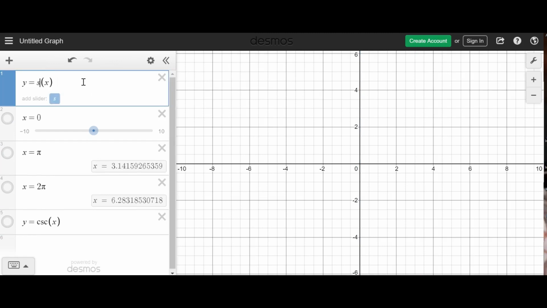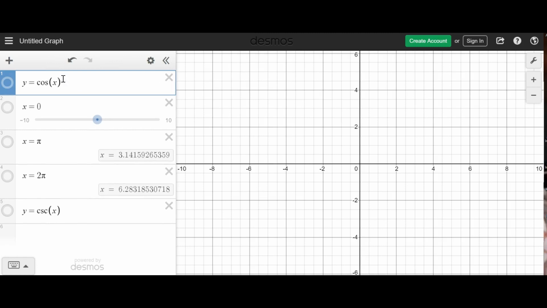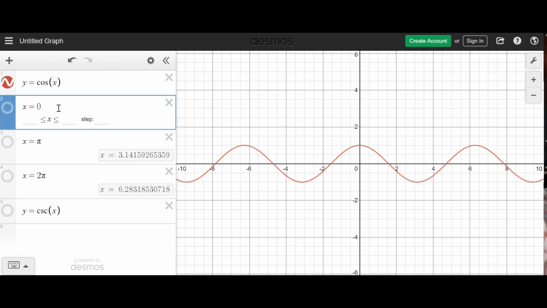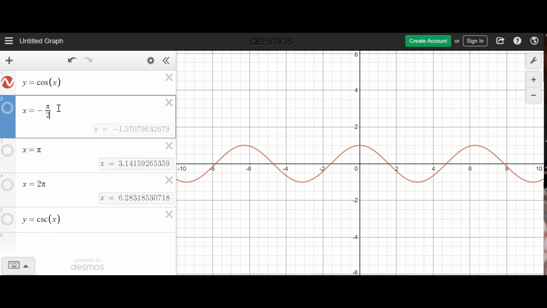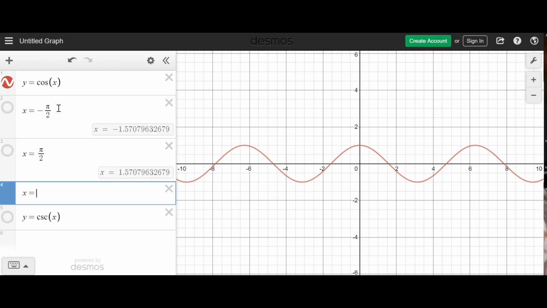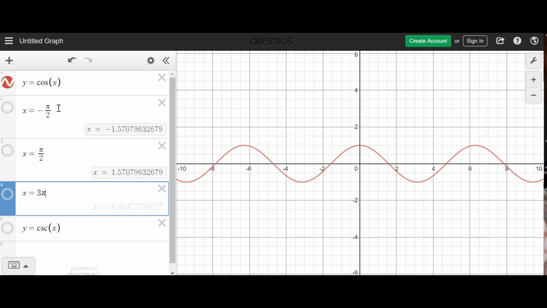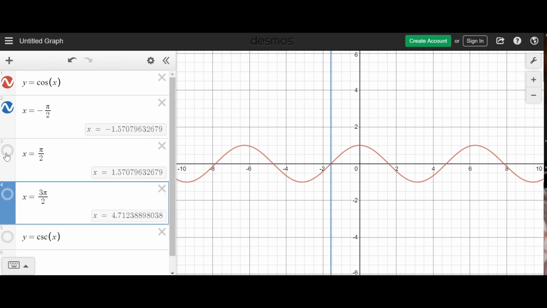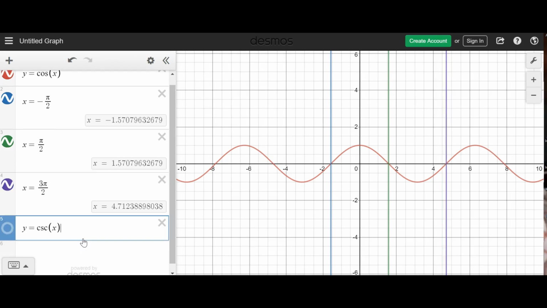Now remember, the secant builds not off of the sine, but off of the cosine. So we're going to turn this on. But my asymptotes are going to be at different places. Now they're going to be at negative pi over 2, pi over 2, and let's put a third one in at 3 pi over 2. Okay, so let's turn those asymptotes on. So there they are. This is where the cosine is equal to 0. So this should give me division by 0, and the secant should not exist at those points.